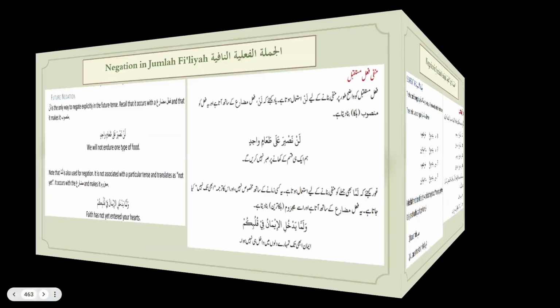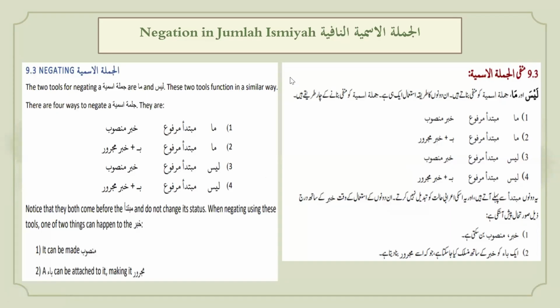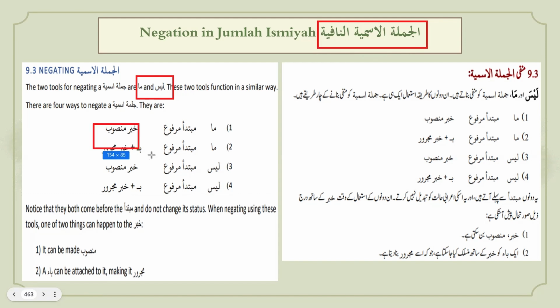Okay. Now, moving on to jumla ismiya. How to negate a jumla ismiya. There are two tools for negation in jumla ismiya, and these are ma and laysa. And these two tools function in a similar way. Ma and laysa come in two different constructions. So there are two constructions for ma, and there are two constructions for laysa.